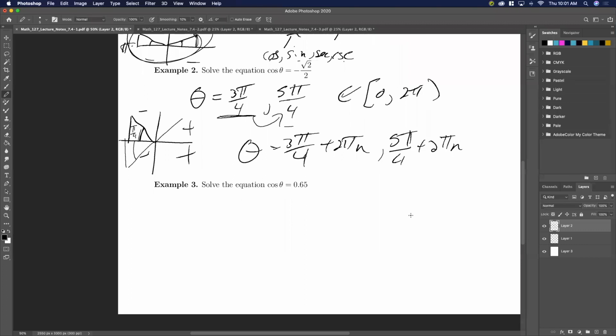All right, so let's do another one. Let's say we have to solve cosine of this, and we don't know what that is. So the first thing we want to do is type in theta equals the arc cosine of 0.65. Let's just do that live.